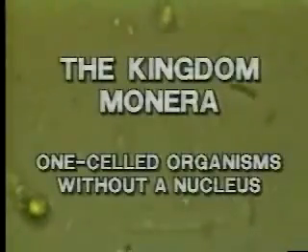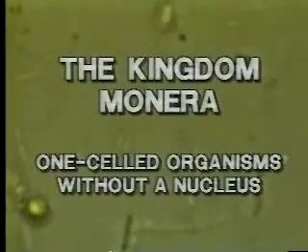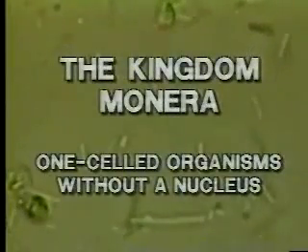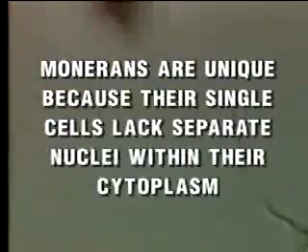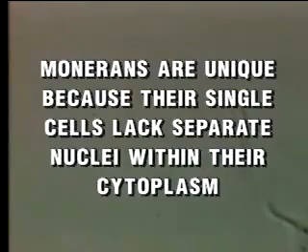The one-celled members of the kingdom Monera contain the smallest and most ancient forms of life. Some of today's Monerans look almost exactly like the fossils of the earliest forms of life that first appeared on Earth over 3 billion years ago. Monerans are unique because their single cells lack separate nuclei within their cytoplasm.